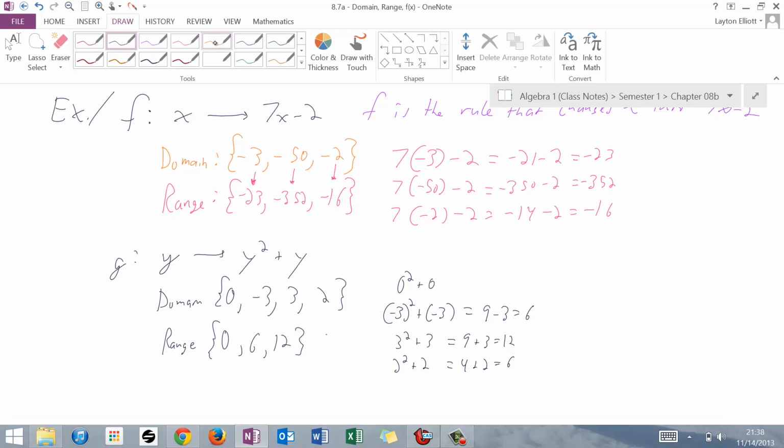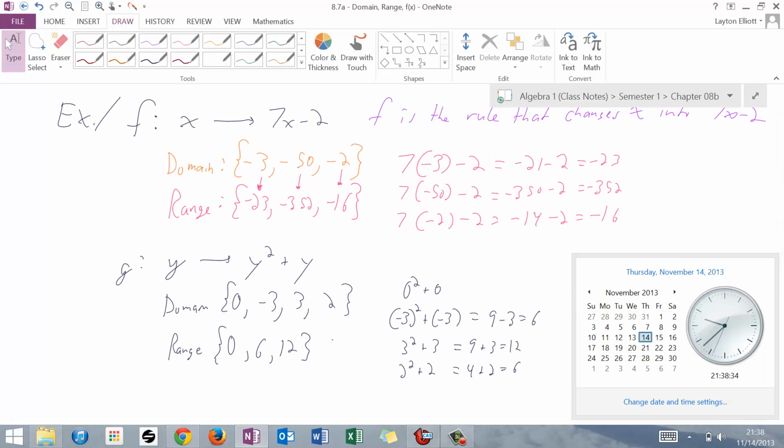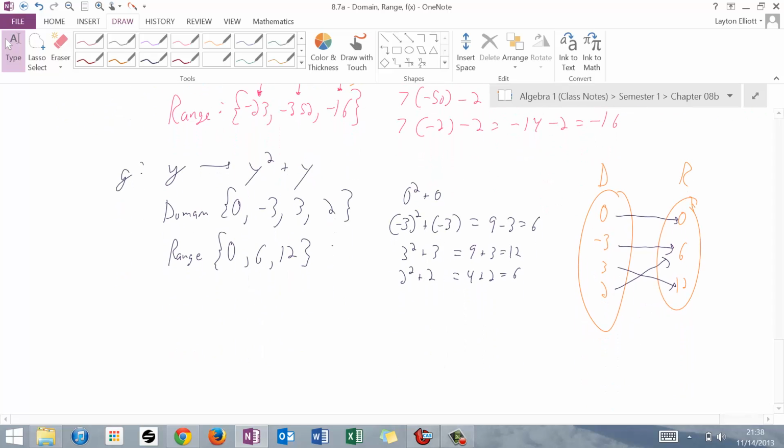One way to show ordered pairs in a different way would actually be to do with a different kind of diagram. If I were to list the domain of 0, negative 3, 3, and 2, and then I list 0, 6, and 12, this is a fun one because this is an arrow diagram. I'm going to say 0 becomes 0, and negative 3 becomes 6, and 3 becomes 6. Kidding. 3 became 12. 2 became 6. Okay, oops, that one works. And that's a function because if I'm x, I know what y I become. There's no question as to what y that you would become.